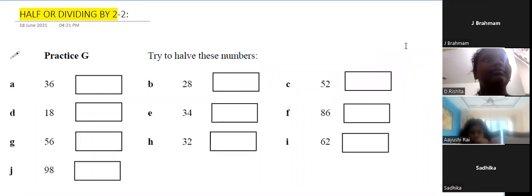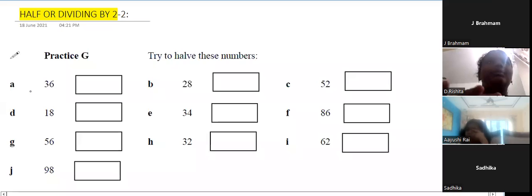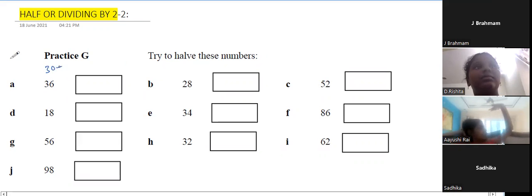Okay, then Sadika, first question. You have to explain the process. Half of 30 is 15. Half of 6 is 3. Together, 15 plus 3, okay, 18. That's your answer.